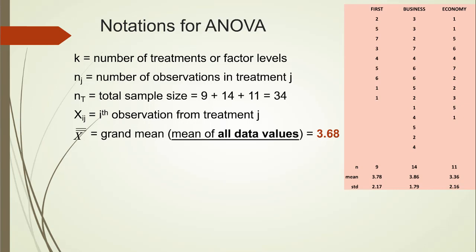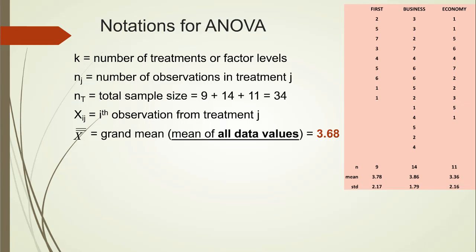Before we do that, we need to introduce some notation first. I will use K to represent the number of treatments. So for our satisfaction example, K is 3. Nj represents the total number of observations in the jth treatment. There are a total of 3 treatments here, so j runs from 1 to 3. N1 is 9, N2 is 14, and N3 is 11. N with subscript capital T is the total sample size in this survey. That is the sum of 9, 14, and 11, so 34.